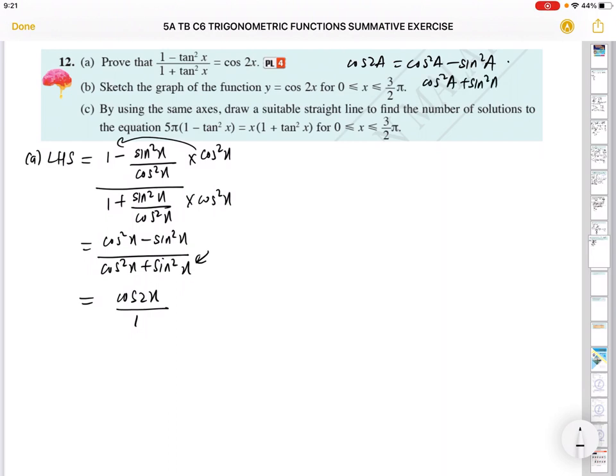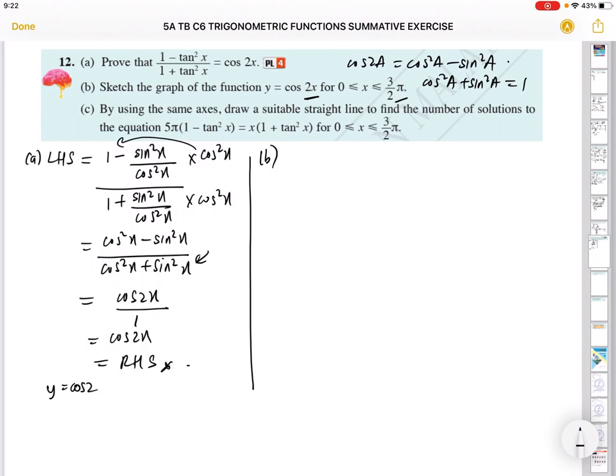Okay, so I'm going to sketch a graph over here. Second part, we are sketching the graph for cos 2x. Normally we draw 2 cycles for cos 2x, but here we're drawing up to 3 over 2 pi. If I were to draw a basic cos 2x, it's supposed to be up and down like this. This is 2 pi, but we're not drawing up to 2 pi, we're drawing up to 3 over 2 pi.